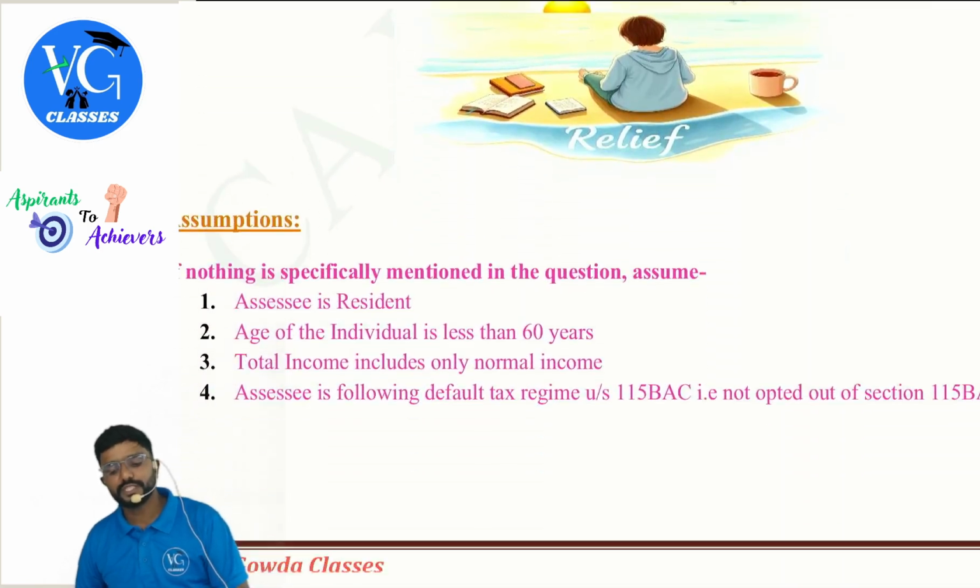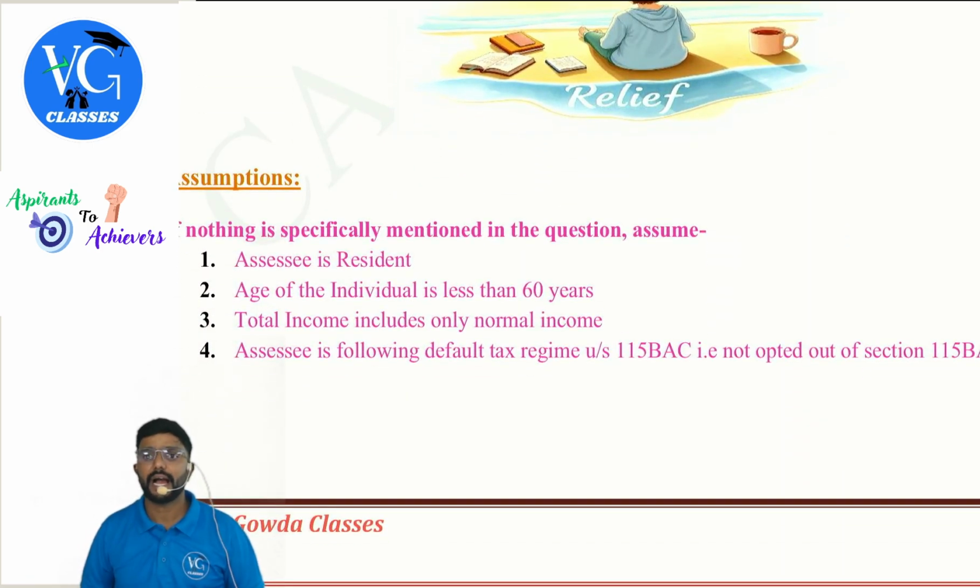When the question is silent, you are supposed to make certain assumptions, guys, only when the question is silent. What are those? I'll put it here. If nothing is specifically mentioned in the question, assume the assessee is a resident. If age is not given, assume it is less than 60. If the breakup of total income is not given, assume the entire income is normal income.